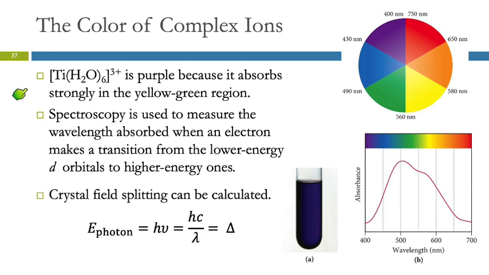So what we see with this guy, hexaaqua titanium(III), it's purple. If we look at its absorbance, it's going to absorb strongly in this region. So the greens and yellows it's going to absorb, and it's going to transmit or reflect in the lower places. This is done with spectroscopy.